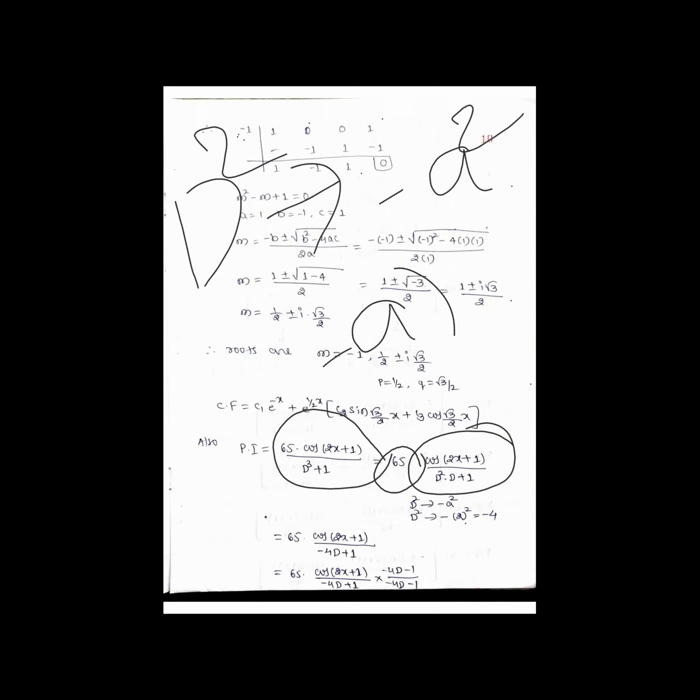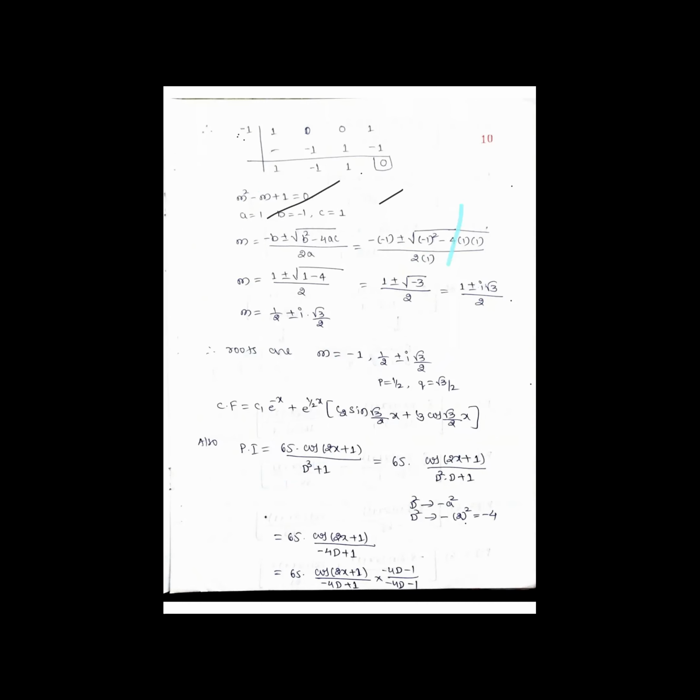Whenever it is required for simplification, then only we will take it. Cos of 2x plus 1 divided by, see here, this is of type 2: cos of ax divided by f of D. So in type 2, only D square is replaced by minus a square, not minus a the square. So please do remember, it is minus a square, the minus sign is outside. So it is of type 2.